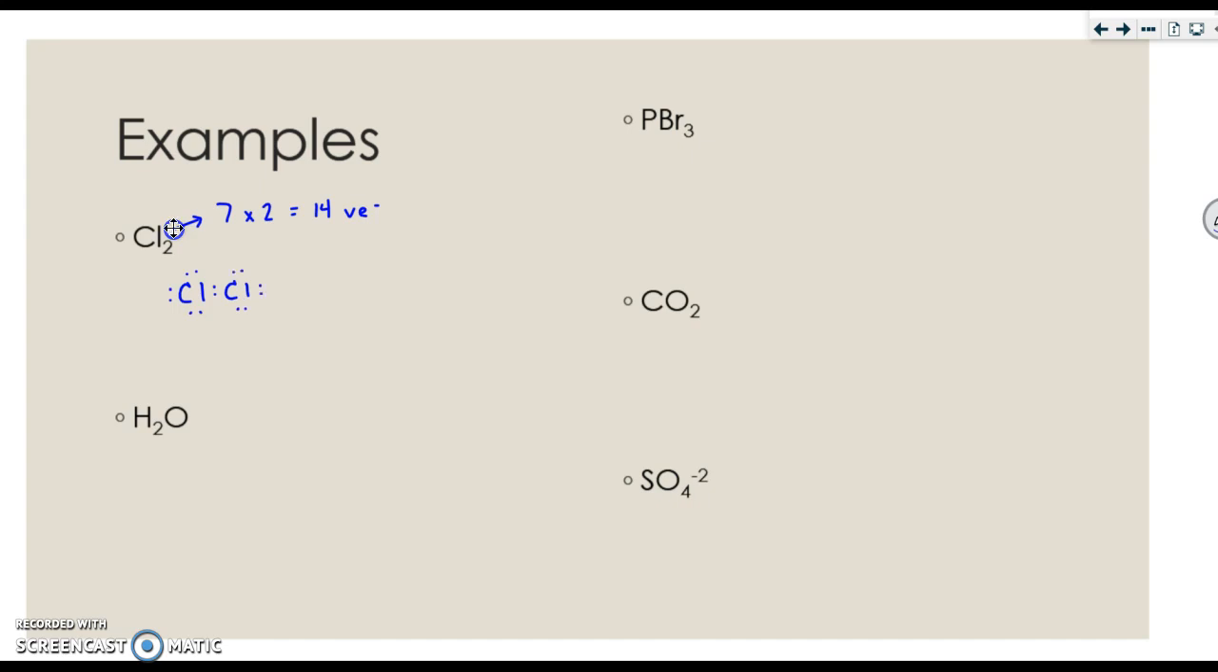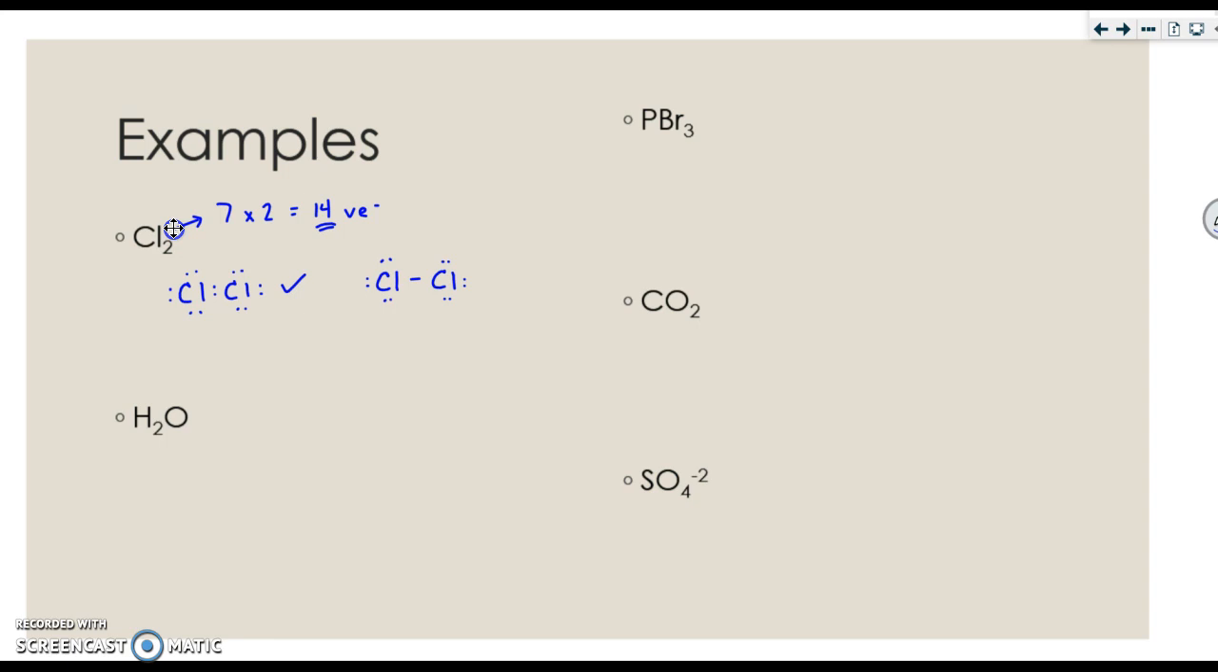At this point, I want to count my number of dots to see if it matches the valence electrons that I would like. I have 2, 4, 6, 8, 10, 12, 14. So I end up with 14, which means this structure is correct. The other way you could have drawn this structure is like this, where you have a line that represents that bond. Either structure is perfectly fine.